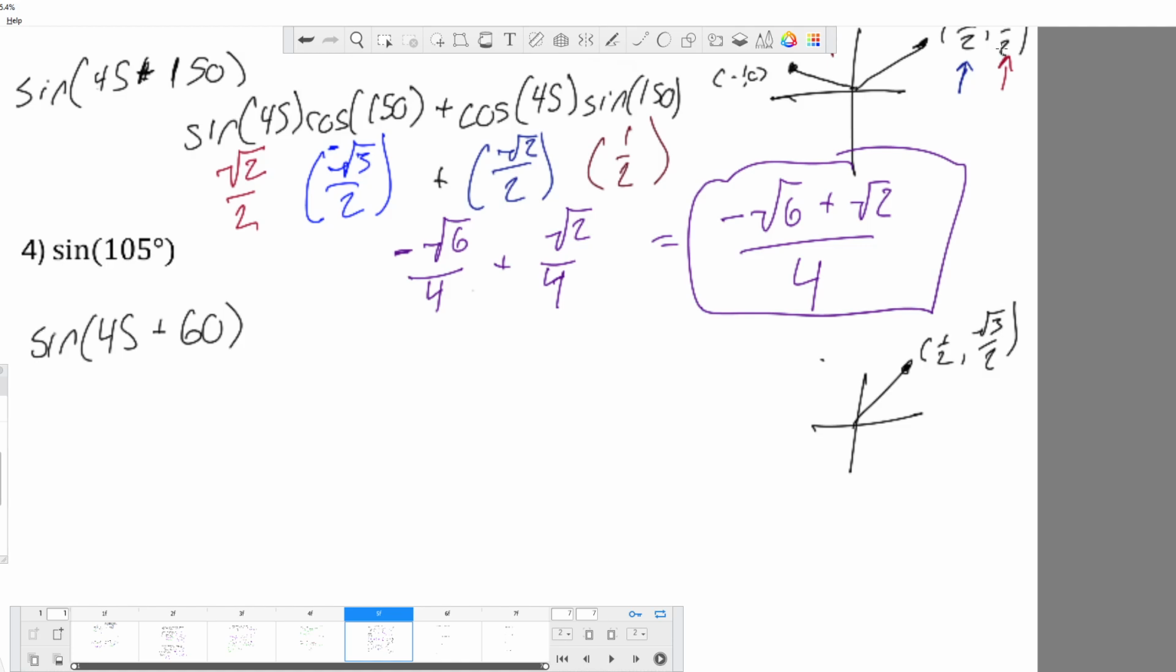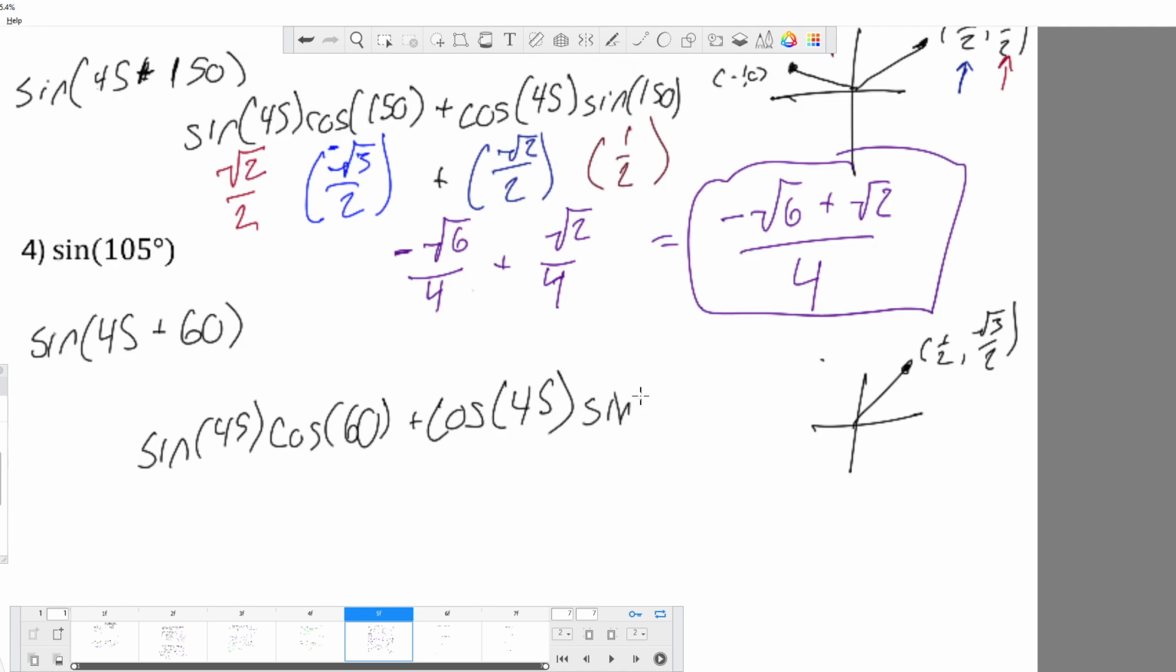And if we're doing sine, it's going to break down into the same version of that formula up there. So it'd be sine of 45, cosine of 60, plus cosine of 45 and sine of 60. And so we know these values.